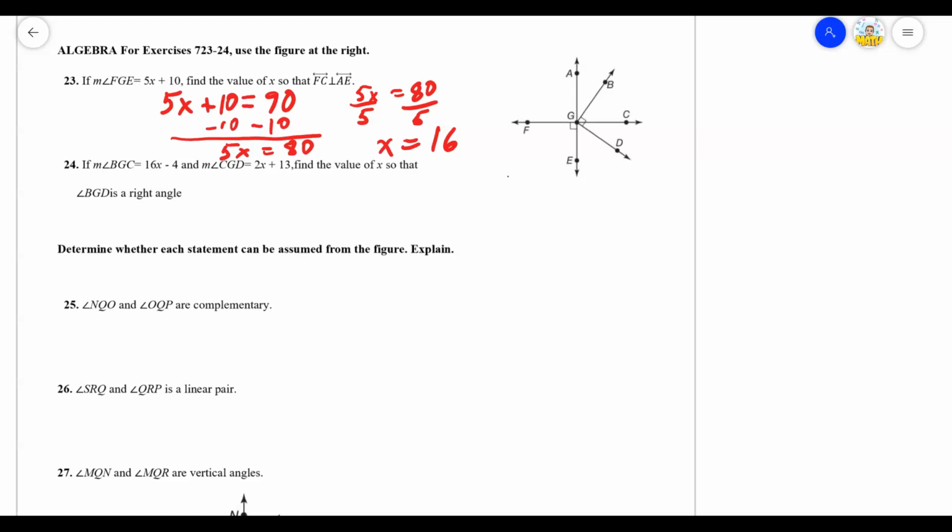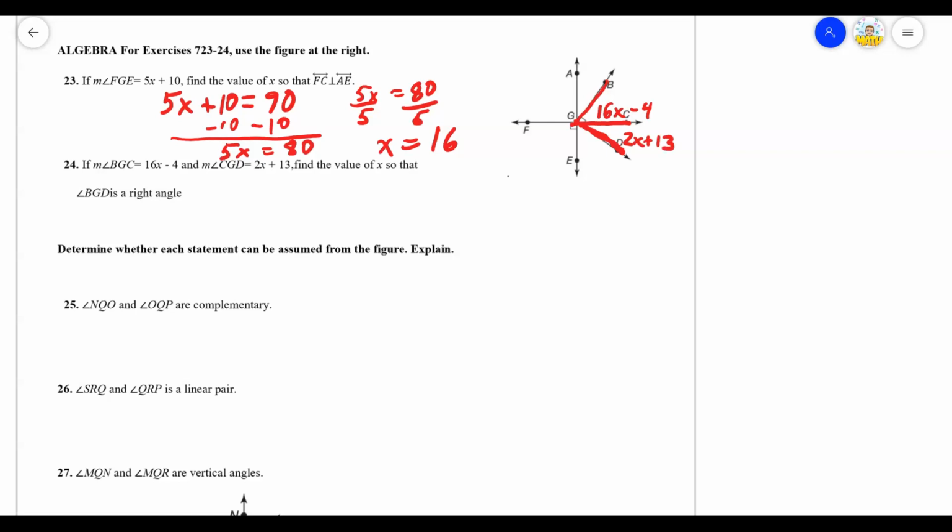We have some new information, so I'm going to clear my drawing out there. I have BGC. Right, let's look at where that is. BGC. That's not a right angle. It's an acute angle. It's 16x minus 4. And then I'm also given CGD. Where's that at? CGD is down here, right? CGD is 2x plus 13.